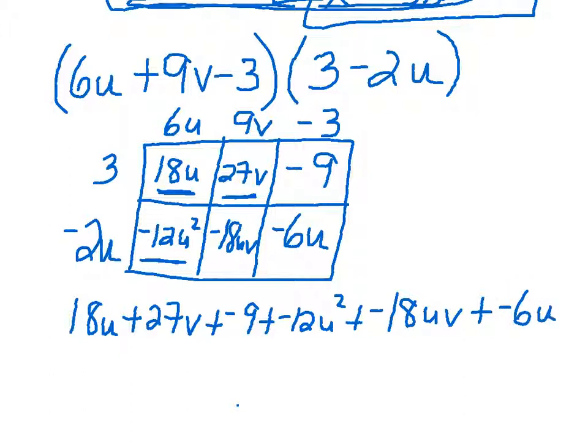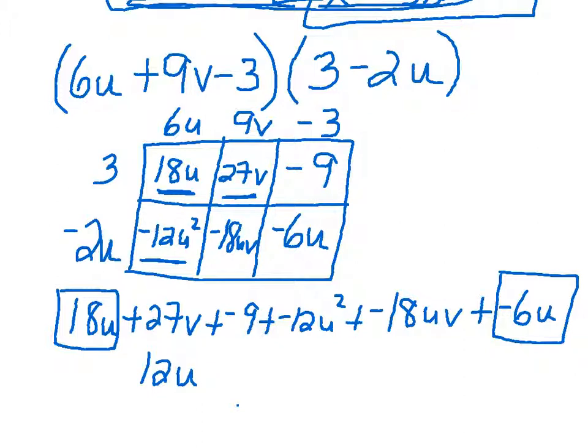Wow! Alright, we have an 18u and a negative 6u. That's going to give us 12u. I don't think there's any other like terms. Wow. So go through and make sure you have the right answer.